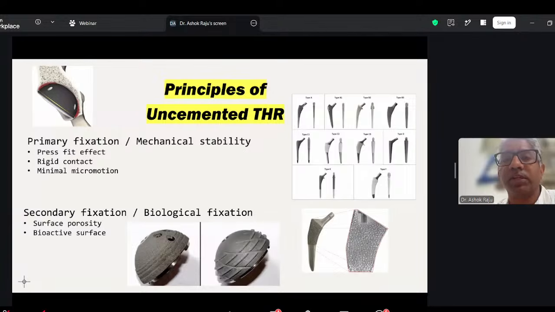And the basic principles of uncemented total hip are in two categories. One, achieving a primary fixation at the time of surgery or immediately after surgery, so that you can make the patient walk and the component is stable till your secondary fixation, that is the bone grows into these stems and cups, thereby making the uncemented total hip totally viable and last for a much longer time. These are the basic principles.